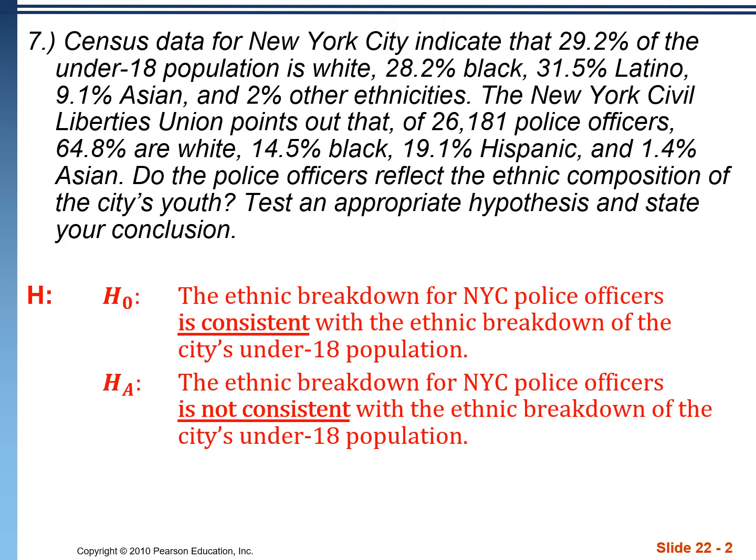Remember, for chi-square hypothesis tests, we skip the p and we write out our hypotheses verbally. So that parameter is kind of written into the hypotheses. The null hypothesis is that the ethnic breakdown for New York City police officers is consistent with the ethnic breakdown of the city's under 18 population. And the alternative is the same thing, except we're saying it's not consistent with this population.